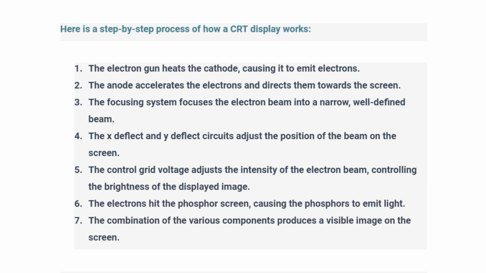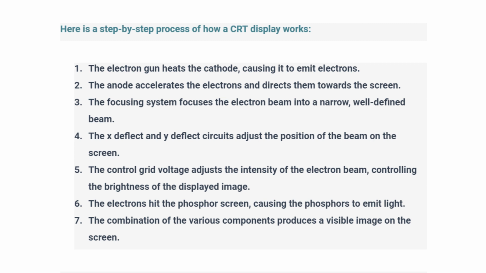The electron gun heats the cathode, causing it to emit electrons. The anode accelerates the electrons and directs them towards the screen. The focusing system focuses the electron beam into a narrow, well-defined beam. The X deflect and Y deflect circuits adjust the position of the beam on the screen. The control grid voltage adjusts the intensity of the electron beam, controlling the brightness of the displayed image.